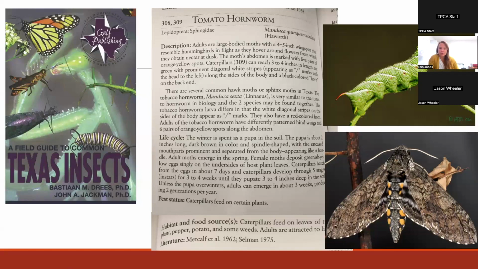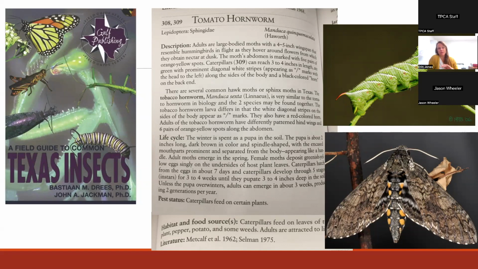And then the adult form of that is actually one of our sphinx moths that we have here in Texas. So the larval form we would consider a pest, but the adult form we wouldn't consider a pest. It visits flowers and feeds on nectar, and can do some pollination for us. So I really like this book. I like to kind of show it to people. It's a very inexpensive resource that you can buy on Amazon for less than $10.